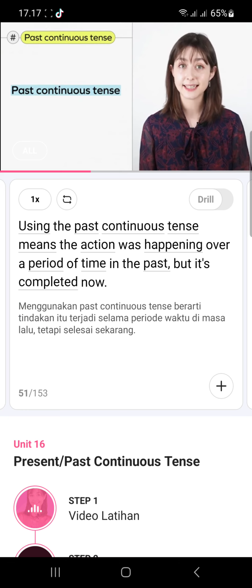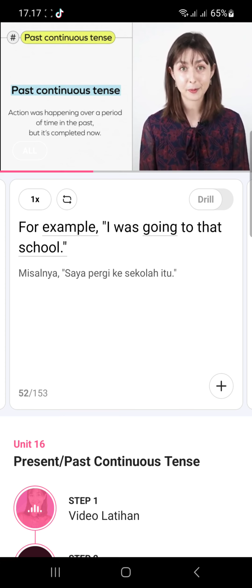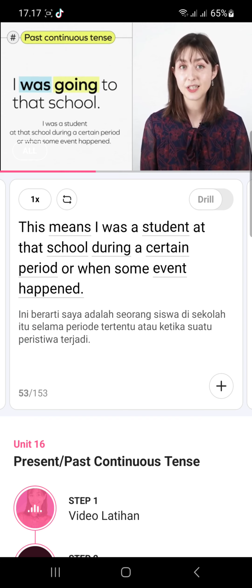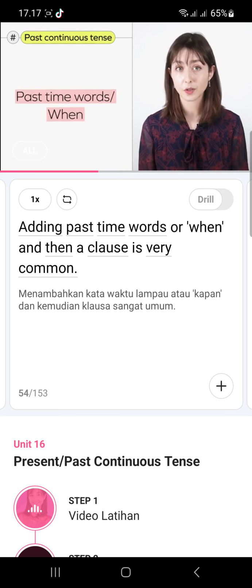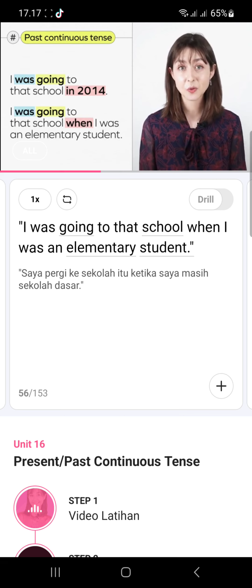Using the past continuous tense means the action was happening over a period of time in the past, but it's completed now. For example, I was going to that school. This means I was a student at that school during a certain period or when some event happened. Adding past time words or when and then a clause is very common. I was going to that school in 2014. I was going to that school when I was an elementary student.